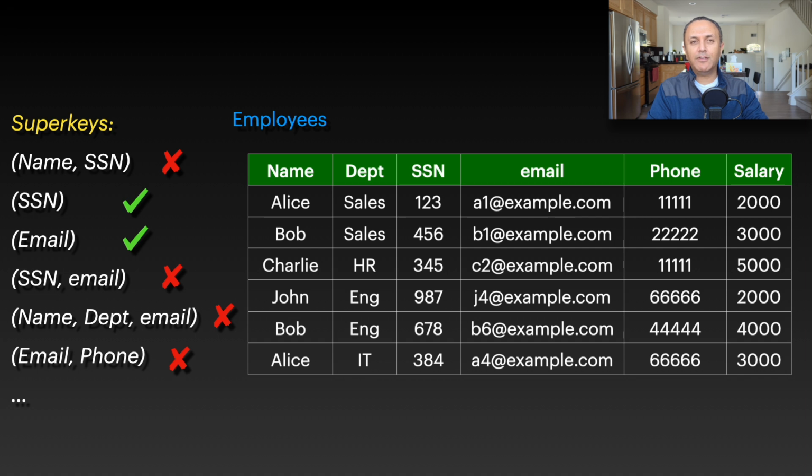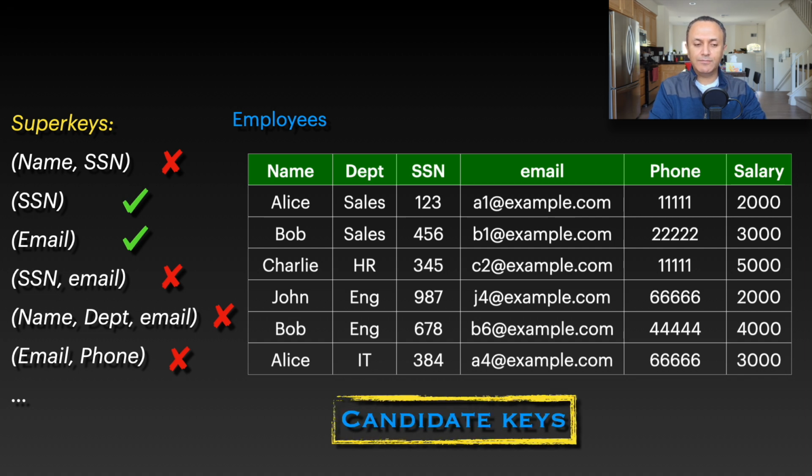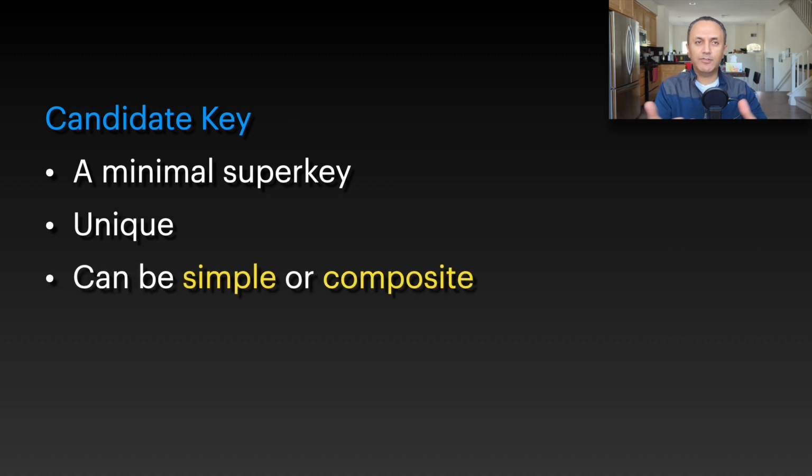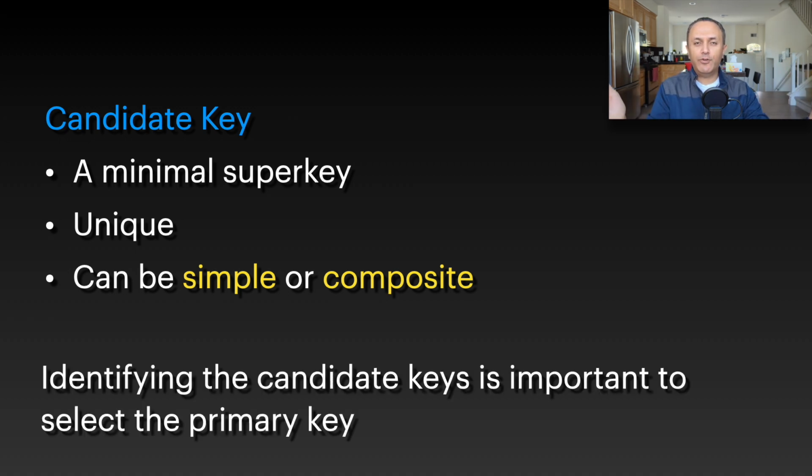The minimal superkeys are referred to as candidate keys. So a candidate key is a minimal superkey, as we've just seen. It is unique for every row, so no two rows will ever have the same value for the candidate key. The candidate key can also be simple or composite, so either one attribute or multiple attributes. And knowing what the candidate keys are is the first step to come up with the primary key. Of course, we have heard about primary key or we're familiar with that, but this is where it comes from. So we need to identify the candidate keys, and then from that, we can select the primary key.